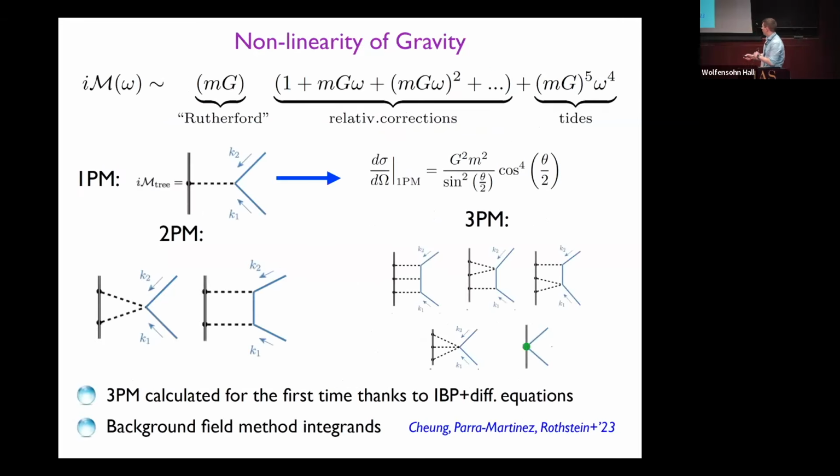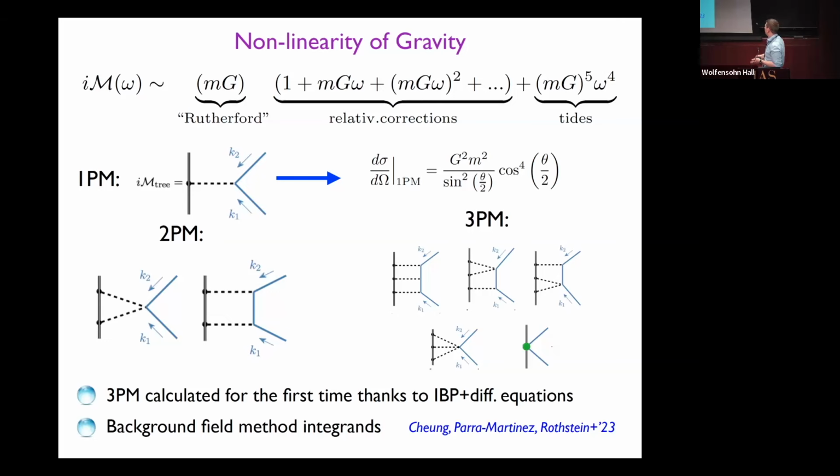So the conceptual difficulty of these calculations is that you have to separate these tidal effects from the usual terms in the post-Minkowski expansion due to the nonlinearity of gravity. The typical expression for the amplitude will take this form. You'll have a leading order contribution corresponding to tree-level diagrams, plus some post-Minkowski corrections that stem from the following multi-loop higher order diagrams. And you need to calculate all of that to be able to extract the tides.